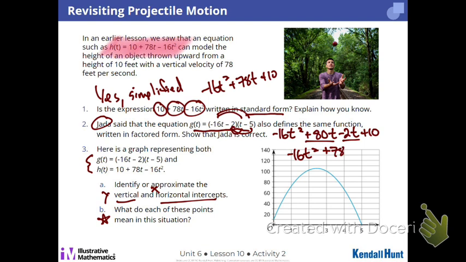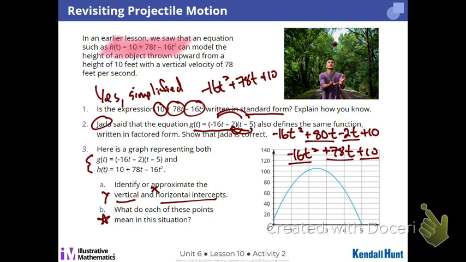Here's my plus 78t. Here's my 10. So what form was Jada's in? Factored form. And was it the same? Yeah, look at it. It starts at 10, goes up by 78 per second. Gravity's pulling on it. All right. So here are both functions, and here's the graph.